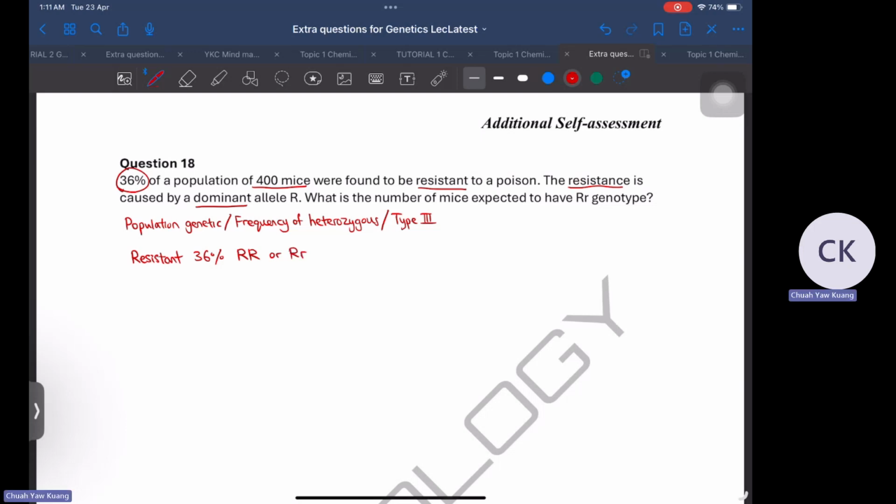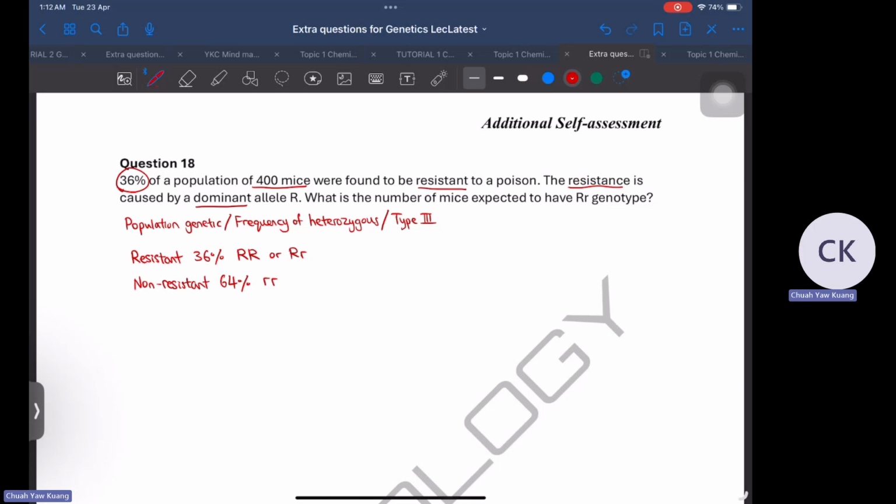If 36% are resistant, what would be the non-resistant? Non-resistant would be 64%, because it is very simple: in 100%, 36% are resistant, so you take 100 minus 36. Non-resistant will be 64%, and non-resistant means they are homozygous recessive.